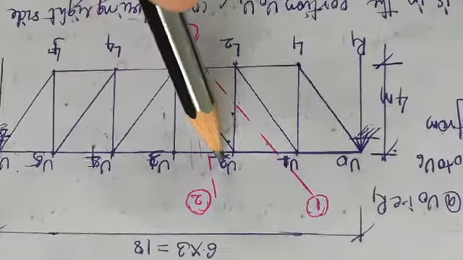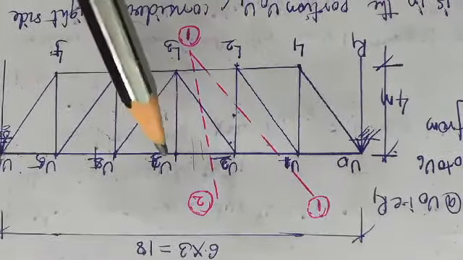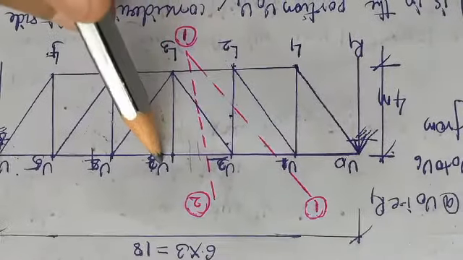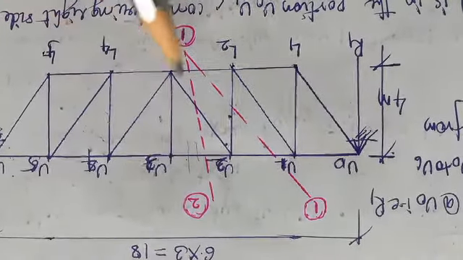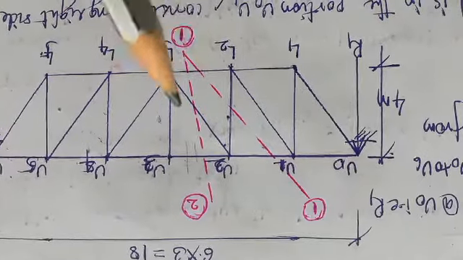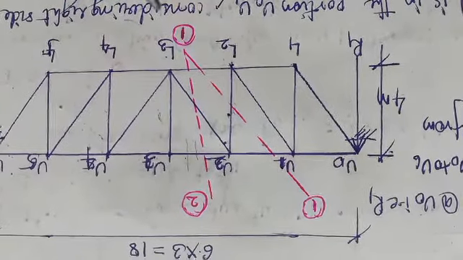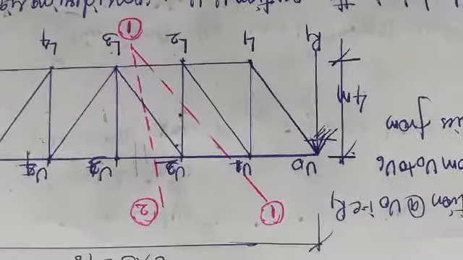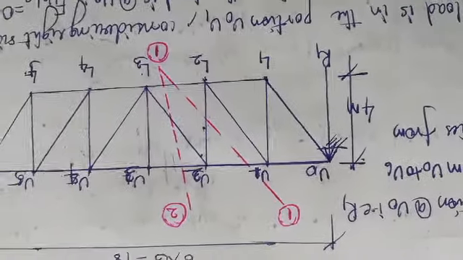I'll once again repeat: U2, L2, U3, L3, U2, U3. For these three members you have to calculate the influence line diagram. Now let us start solving it.